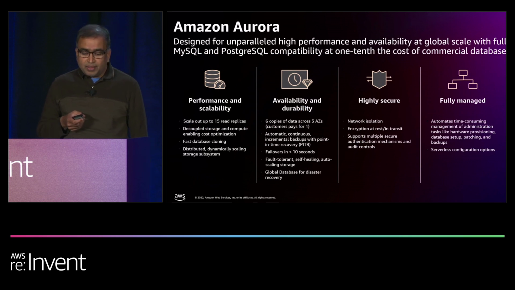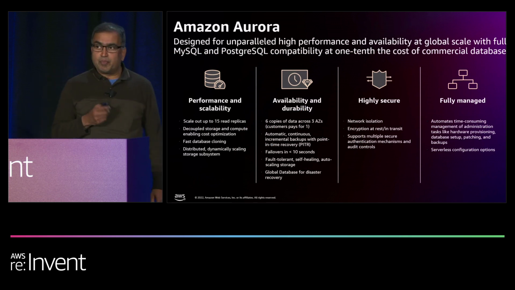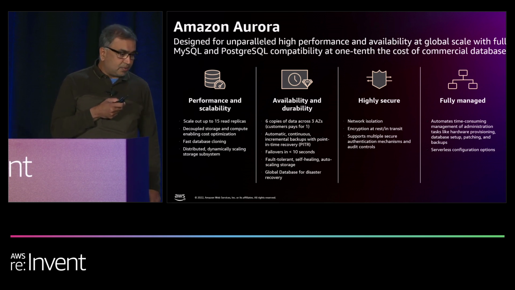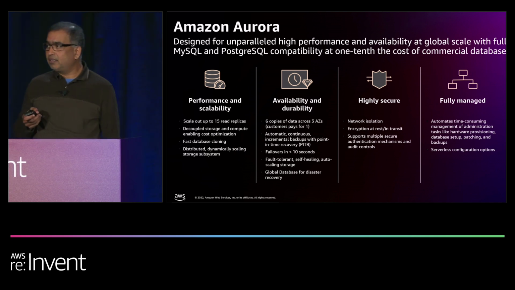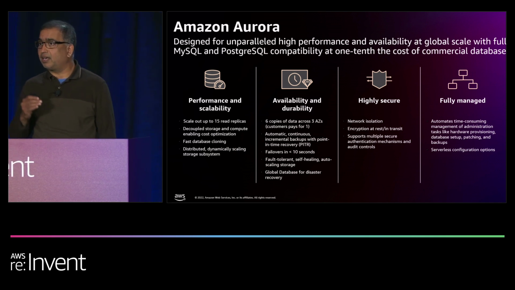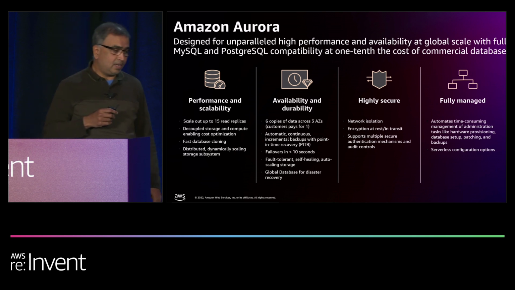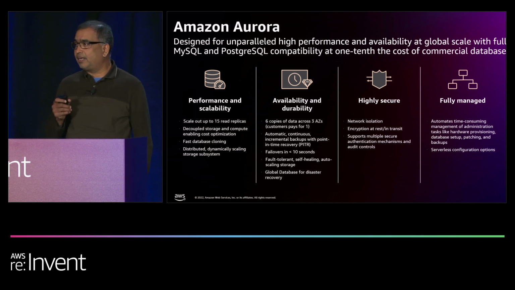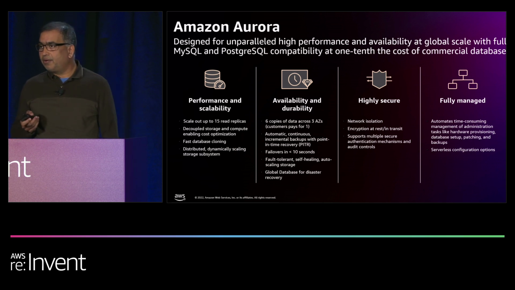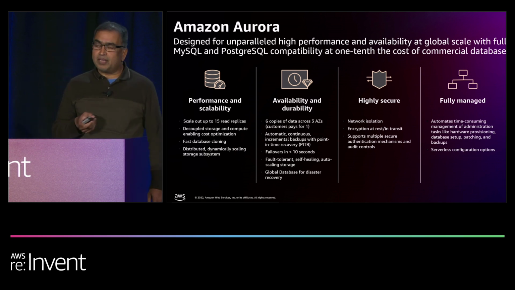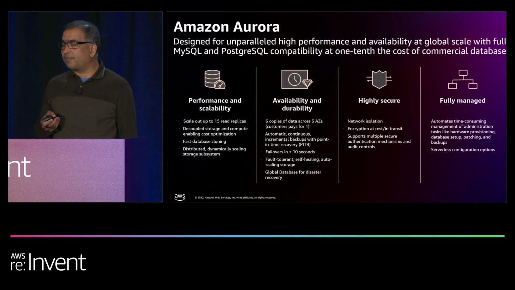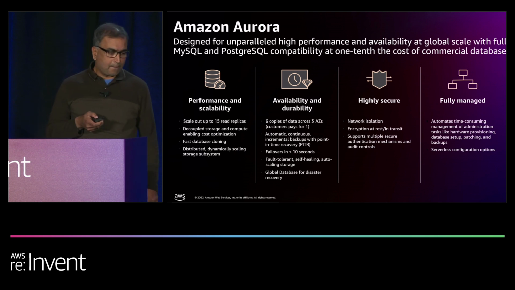Amazon Aurora provides the performance and scalability of enterprise data warehouses and the availability and durability, which I will go over in the next slide, on how Amazon Aurora works underneath, the architecture of Amazon Aurora. It is highly secure. The data at rest and data in motion are secured. It's fully managed by AWS. I'll go over what fully managed by AWS means in the coming slides.